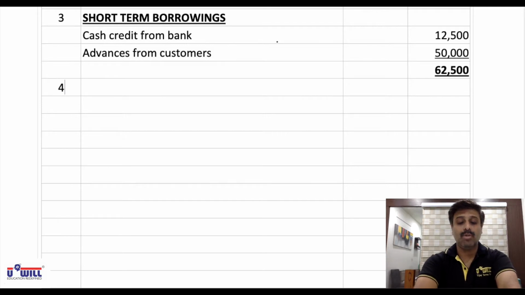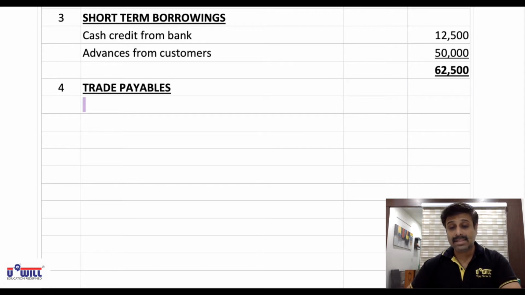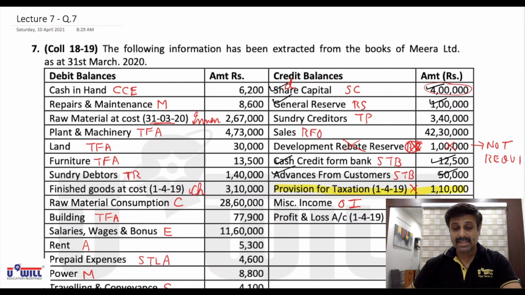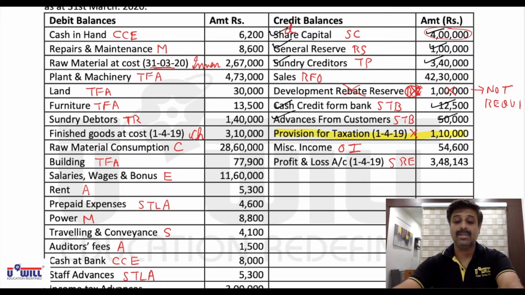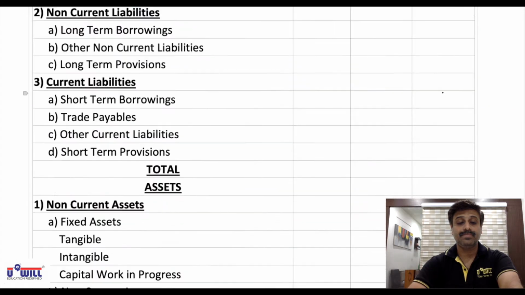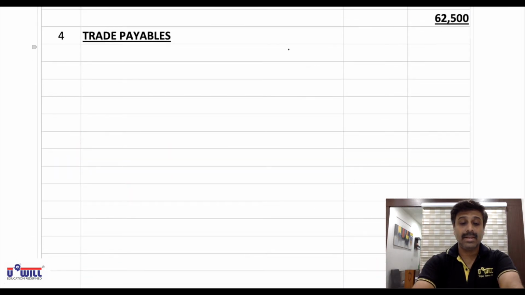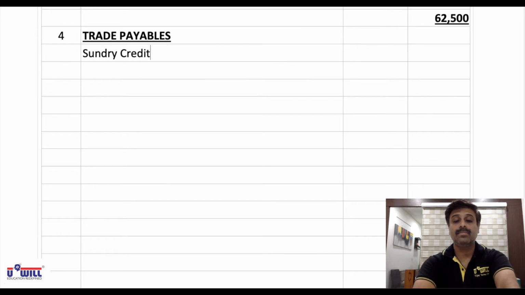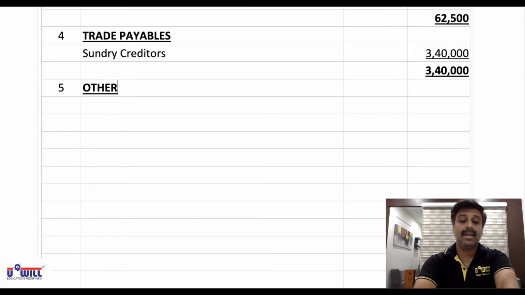Then after short-term borrowings, we will have trade payables. All the items marked as TP. Only one is there, sundry creditors of 3,40,000, and that itself will become the total 3,40,000. Then after trade payables, we will have other current liabilities.